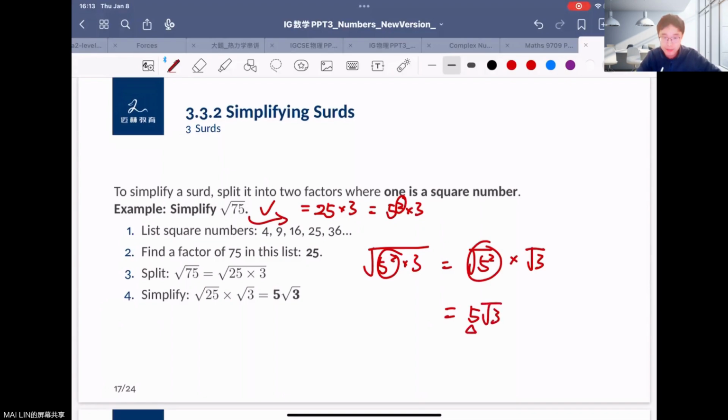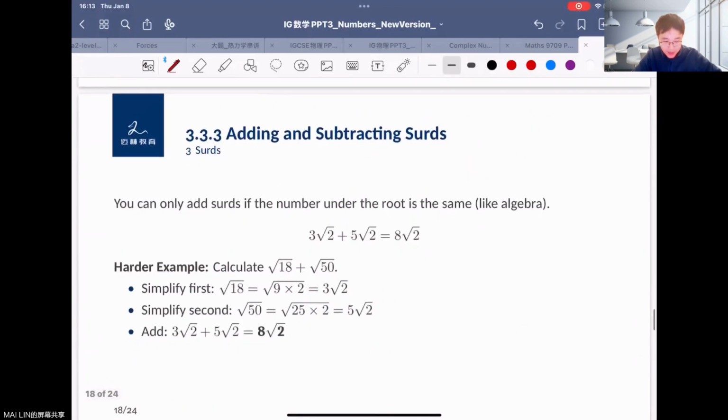5 times square root 3, okay. So this is the final answer. We can say that this is how to simplify a surd, okay? And we can also add and subtract surds.